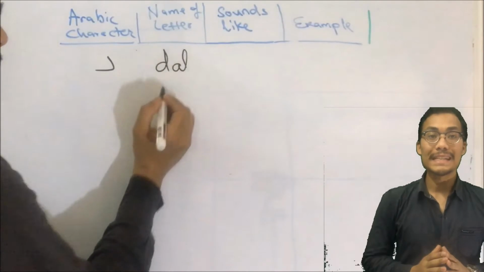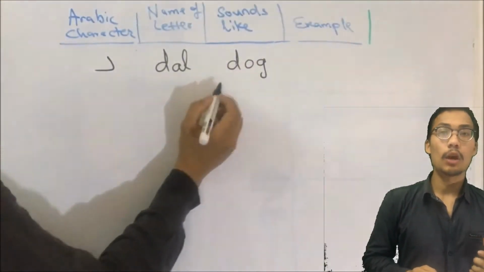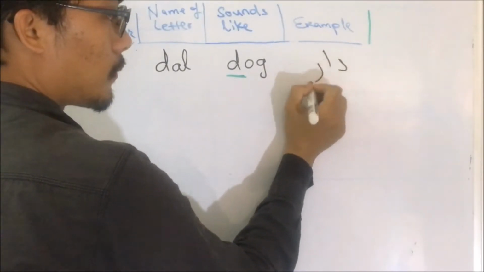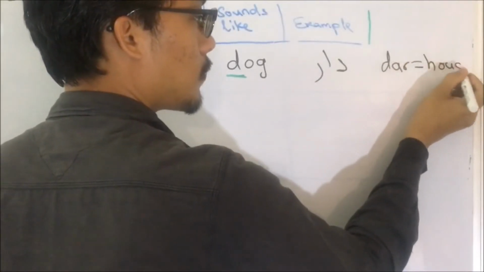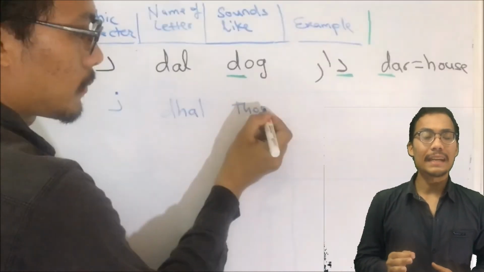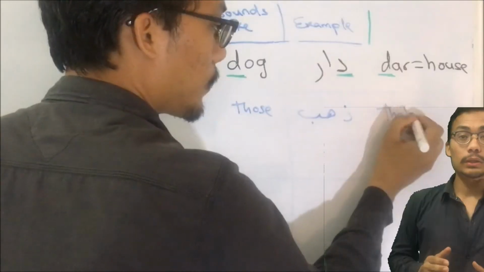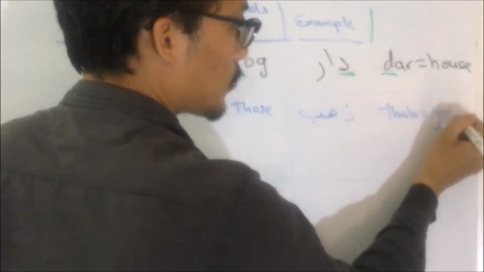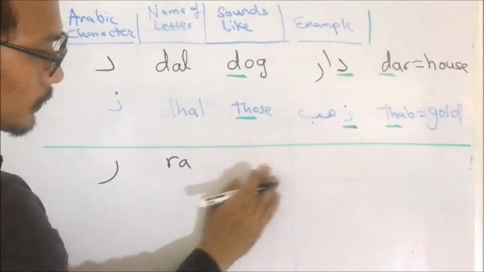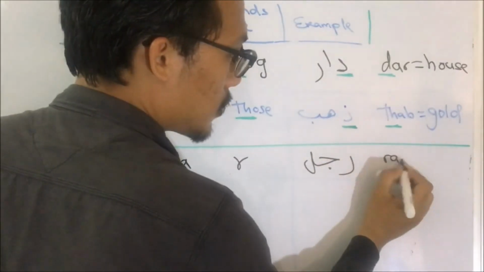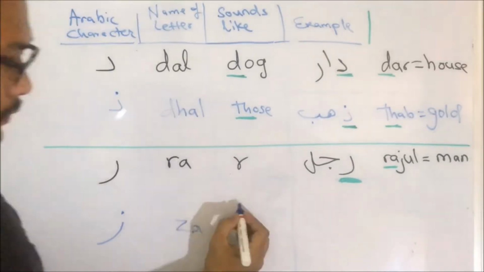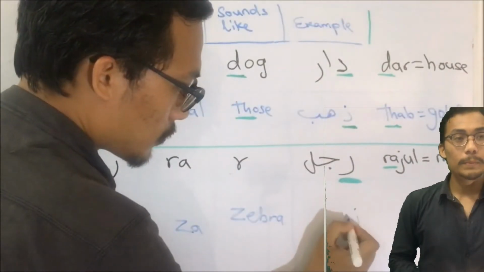The next alphabet is Dal. Sounds like the D in dog. Example would be Dar. The next alphabet would be Dhal. Sounds like a TH in those. Example, Dhahab. Next would be Ra. Sounds like the Spanish R rolled really fast. Example would be Rajul. The next alphabet is Za. Sounds like the Z in zebra. Example would be Zawja.